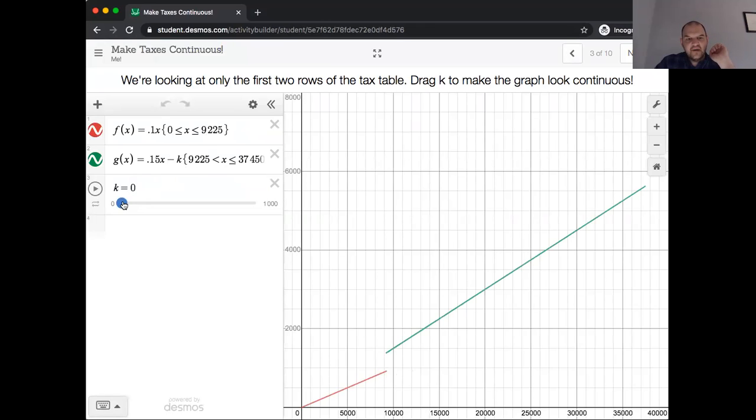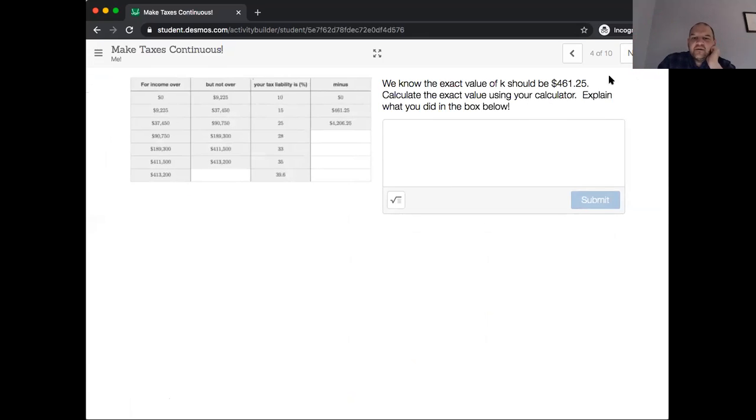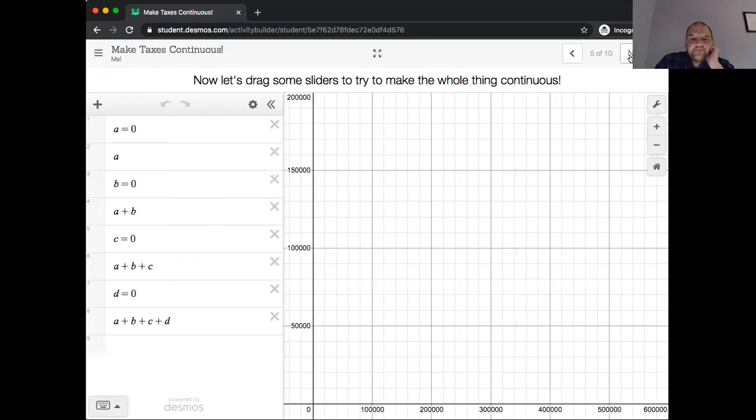Let me move this. You can see that as I increase the amount to subtract, this whole branch just starts moving down. The value should be 461.25, and that's effectively what we did. We made the limit from the left equal the limit from the right equal the value of the function. We made it continuous.